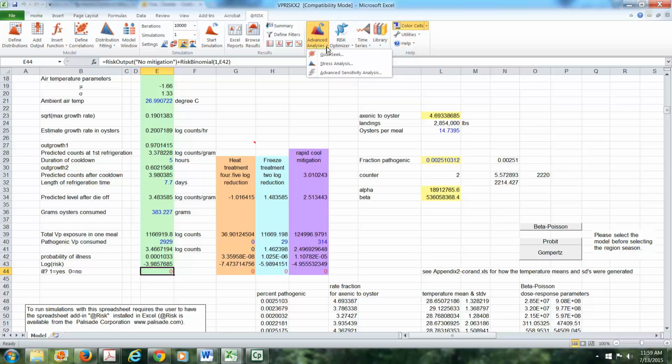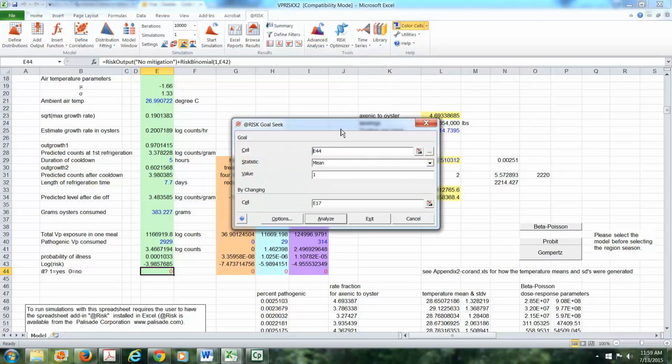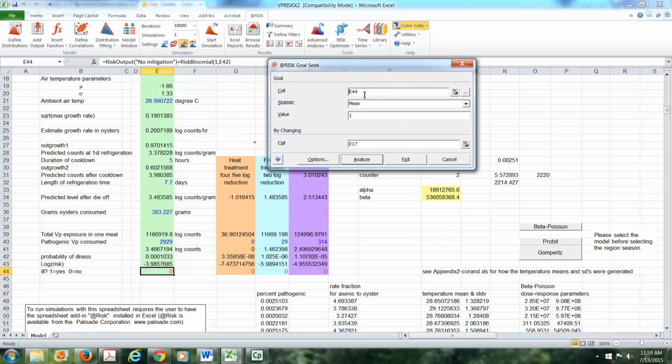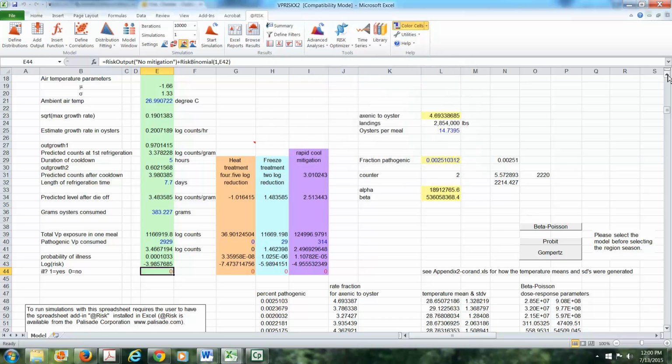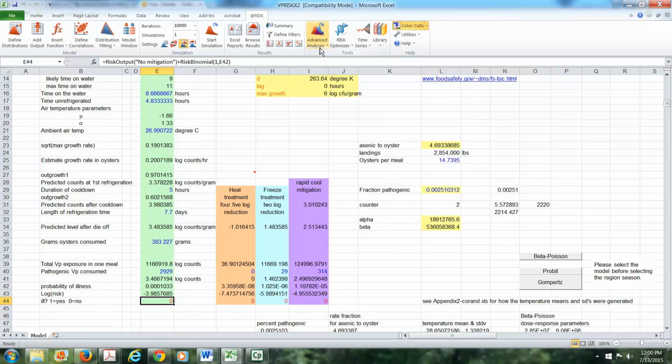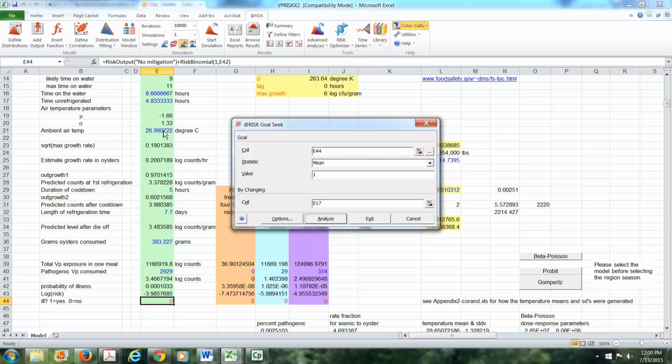The very first thing that you see here is goal seek. When I click on goal seek, you'll see that previously what I had done is I said I would like to investigate cell E44, which is our output here, and I would like to know what does it take to make output equal to 1, by changing cell E17, and that is the time unrefrigerated.